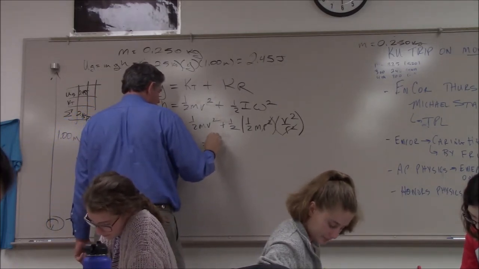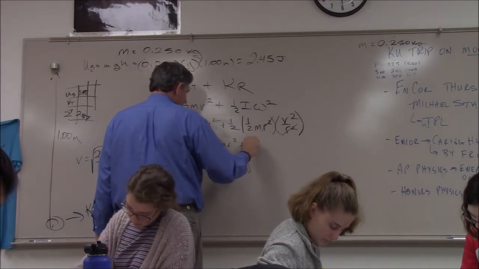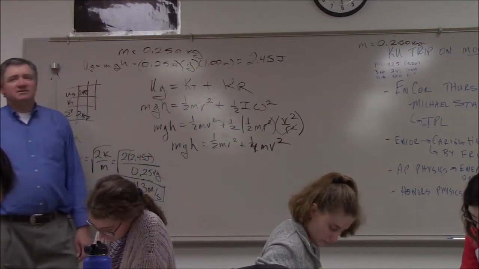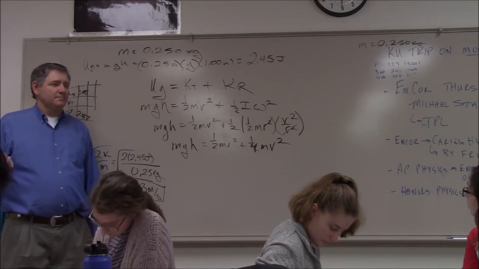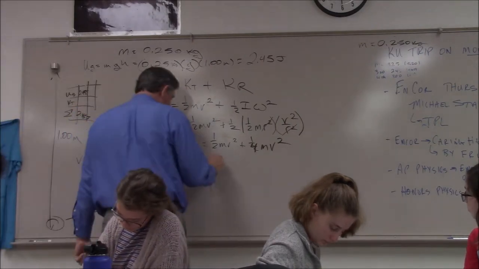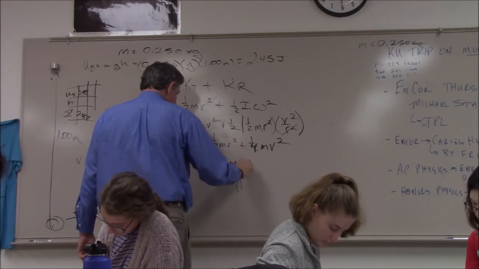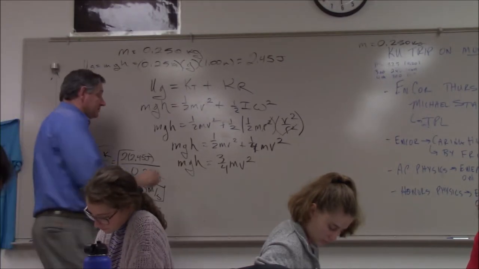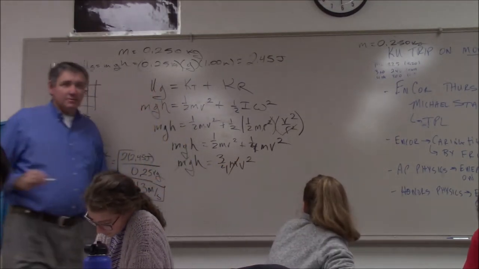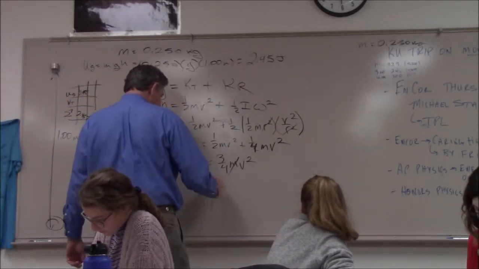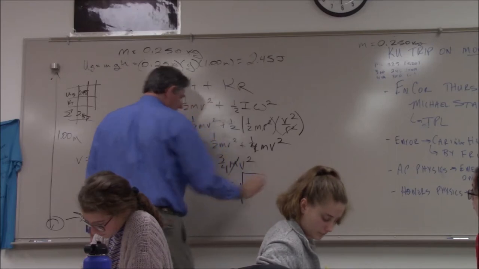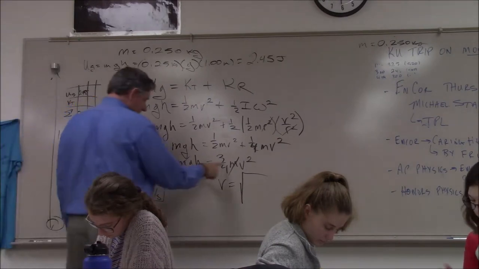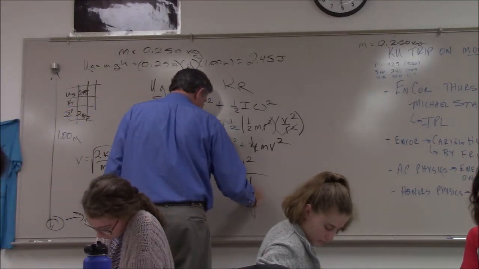So I get mgh equals 1/2 mv squared plus 1/4 mv squared. Now what can I do to simplify this even more? I could add them together and get 3/4 mv squared equals mgh. The mass canceled out. That's kind of cool. So then I get v equals the square root of 4/3 gh. Let's do 4/3 because I hate fractions. Multiply by the reciprocal.